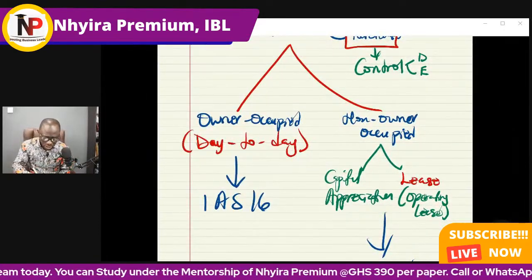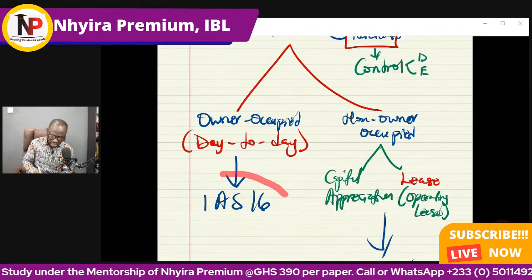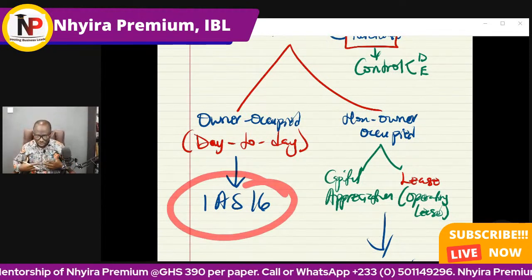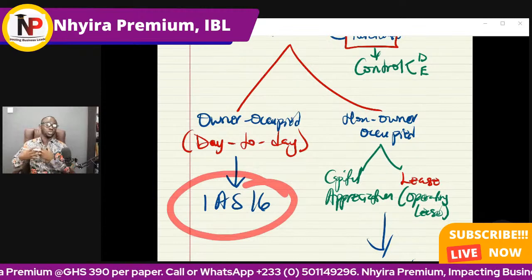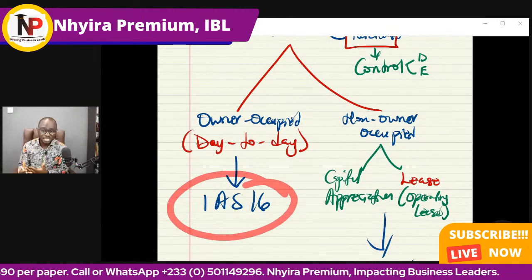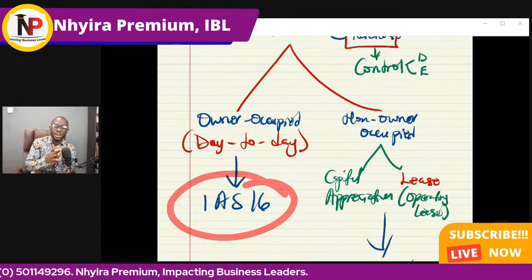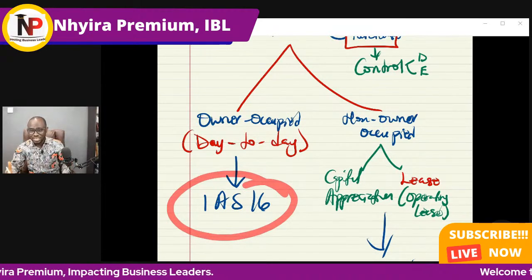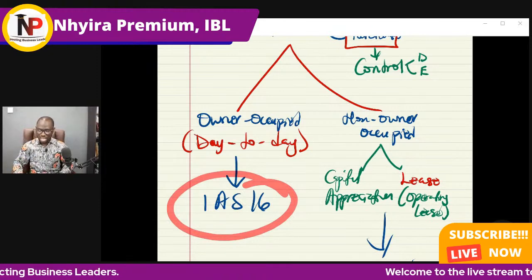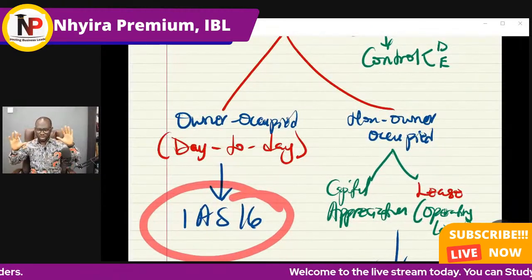So our focus right now is to look at IAS 16. So anytime you hear about IAS 16, it means we are talking about the assets that an entity controls, which the entity is using for its day-to-day running as an organization. I hope you get that very well.